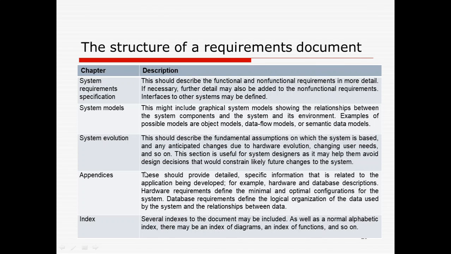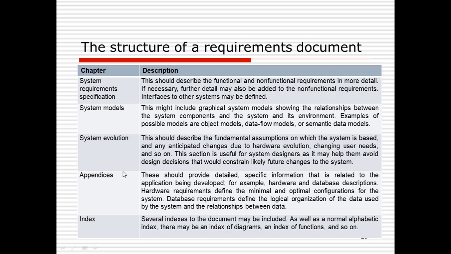System evolution describes the fundamental assumptions on which the system is based, and any anticipated changes due to hardware evolution or changing user needs that may arise, because of which some enhancement of the system may need to be done in future. All those descriptions need to be given in the system evolution part. This section is useful for system designers as it may help them to avoid design decisions that would constrain likely future changes in the system. So the system evolution chapter describes all those likely changes that may come in the future, and that helps the designer to take certain steps so that future enhancements of the software become easy.